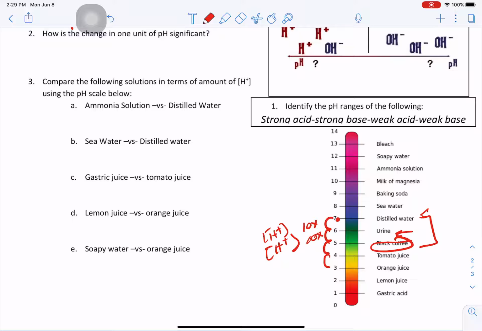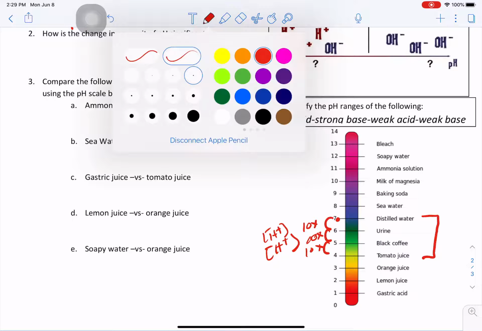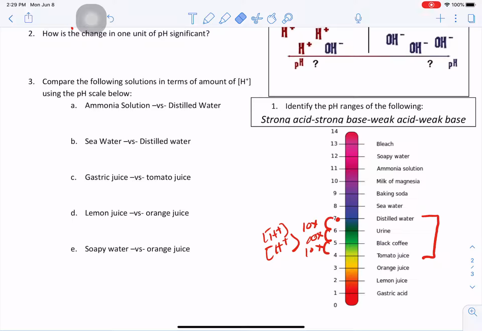Okay, let's say you're going to go another one. Let's look at distilled water versus tomato juice. That's 10 times 10 times 10. That's a jump from 7 to 6, 6 to 5, 5 to 4. That's 3 jumps, 3 in the pH scale. So tomato juice is 10 times 10 times 10. Tomato juice is 1,000 times more concentrated with H+ ions.